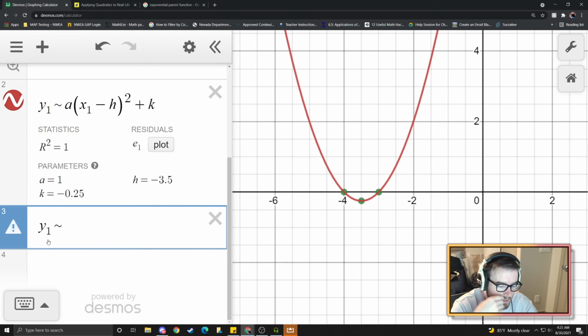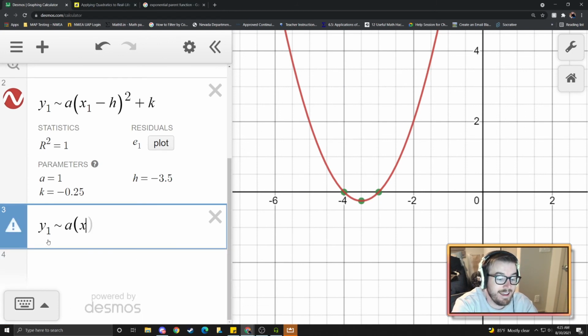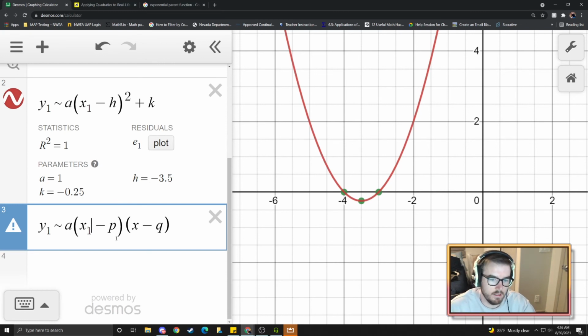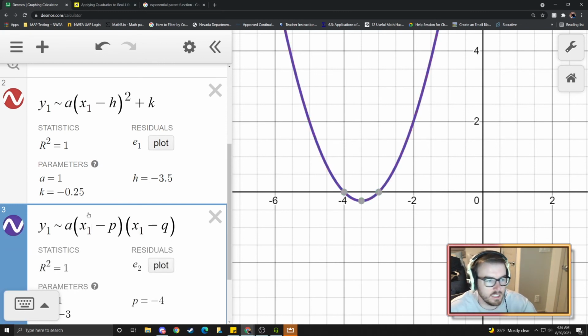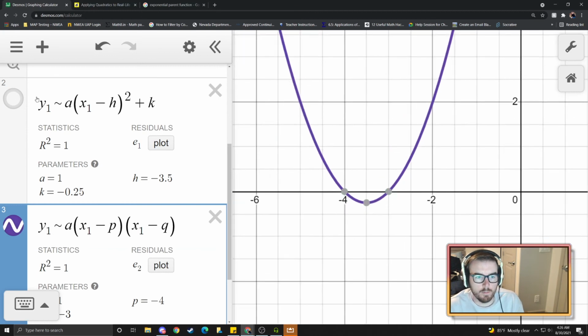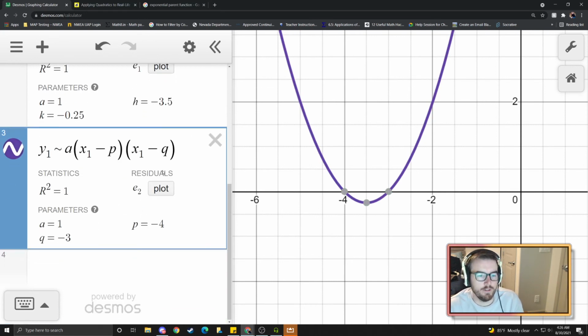Same idea with the y1, right? A times x minus p, x minus q. And this needs to be x1, x1. Look at that. Boom. So the purple graph and the red graph are the same, in case you can't tell. This one's in vertex form. The purple one is in intercept form. And you can see how our intercepts are lovely at negative 3 and negative 4. Boom, boom. And A is 1, apparently, in this case.